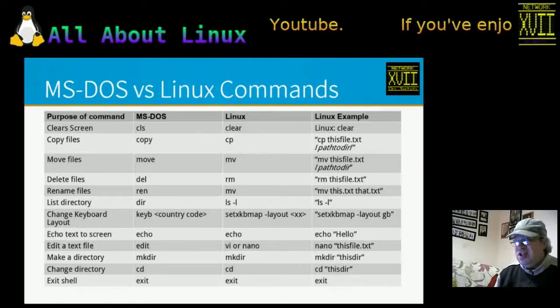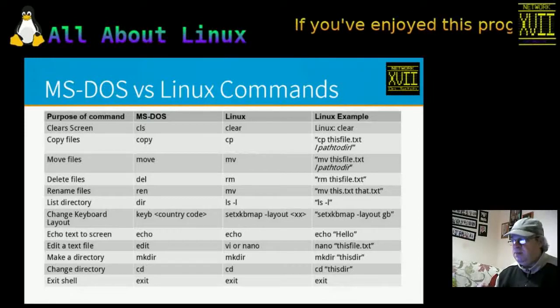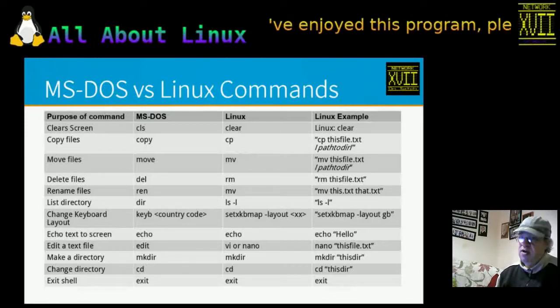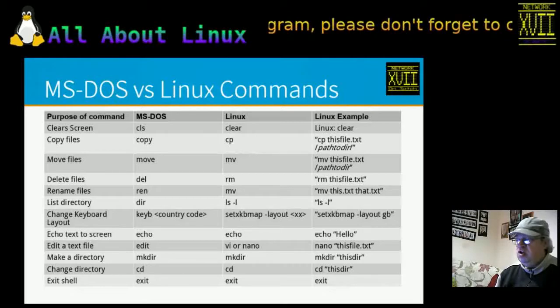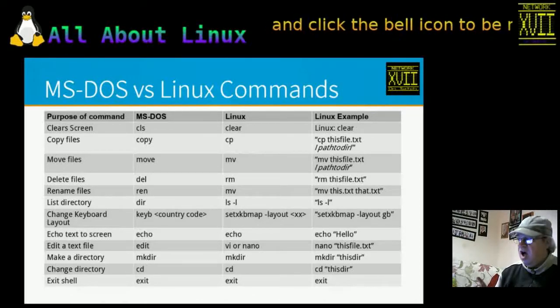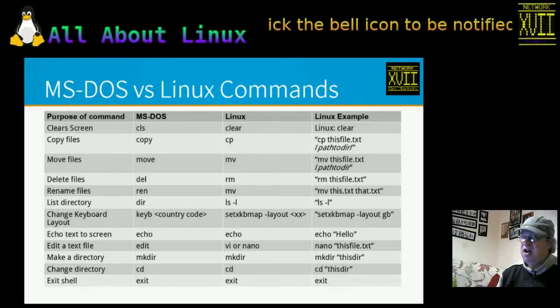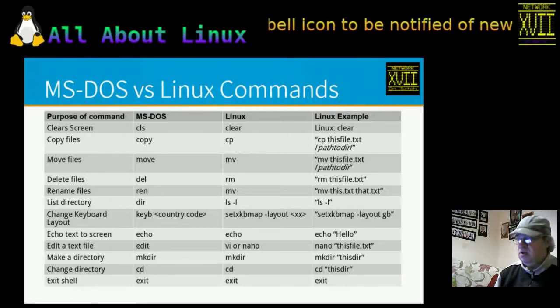In Linux it's a bit longer. We've got to do setxkbmap space -layout space and then the country code, GB for Great Britain, US for US, DE for Germany, FR for France. But I have created a little script that will create that command, but do it using the command KEYB instead, which might be a little bit easier to use because it won't need the -layout tag. It will just be KEYB space and the country code and it will do the rest. I'm still working on it. When I finalise it, I'll make it available on the All About Linux page.